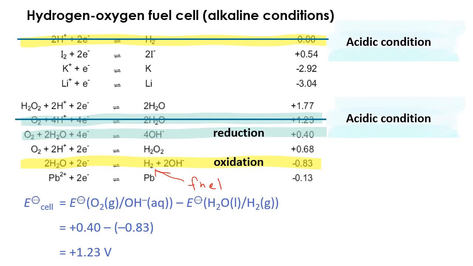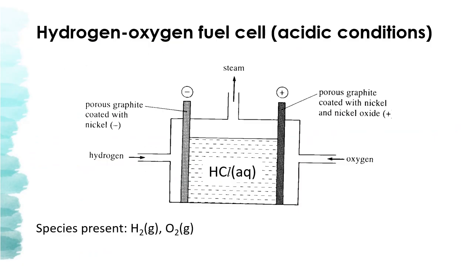With that, we can calculate the electrode cell potential of this galvanic cell, reduction minus oxidation, and you will realize that it is a positive value, which means this is a spontaneous reaction. A spontaneous reaction will give you a potential difference. This will cause an electric current to run through the external wire in a complete circuit. We can also use the hydrogen oxygen fuel cell under acidic condition, but regardless of whether it is acidic or alkaline condition, the hydrogen is still the fuel, and the species involved is still H2 and O2 gas.